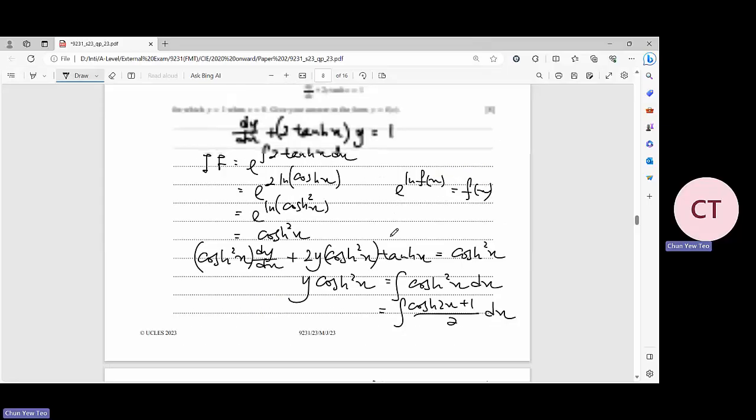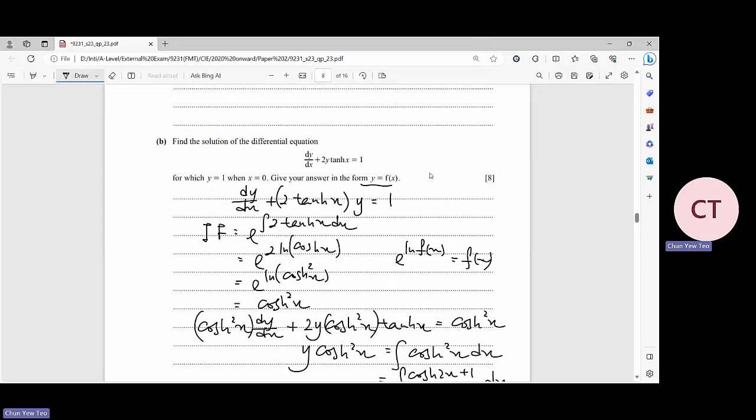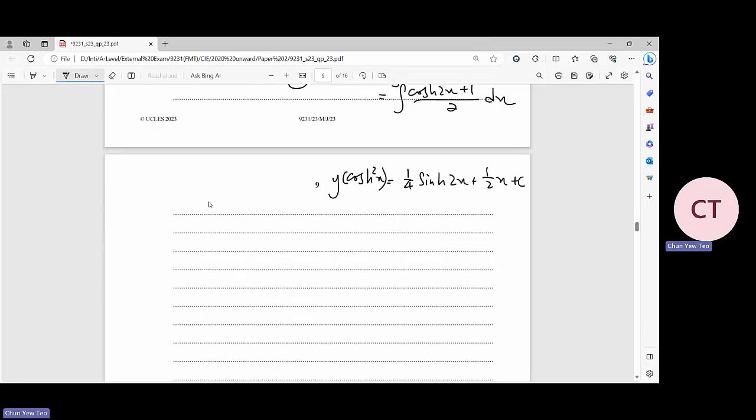We haven't completed yet because the question requires us to give the answer y in terms of f(x). But before that, we need to find the c by using this initial value. When x equals 0, y equals 1. So you have y cos squared 0 is equal to half sine 0 plus 0 plus c. So your c, the y is 1. c is 1.